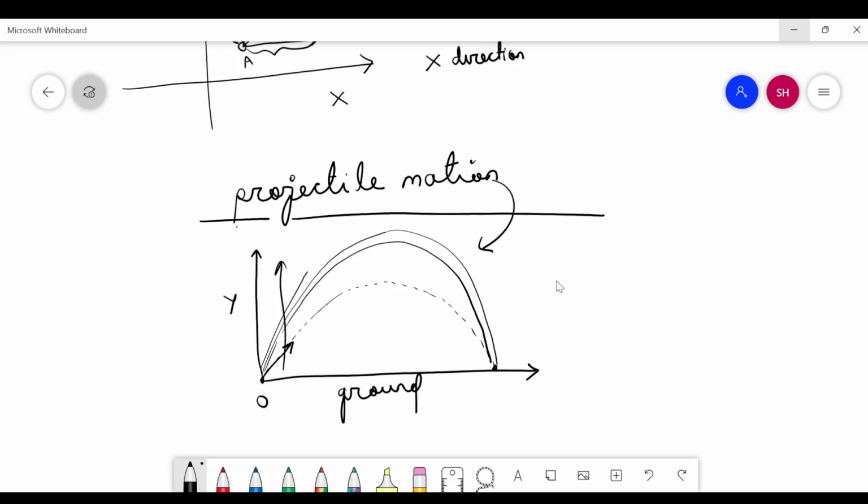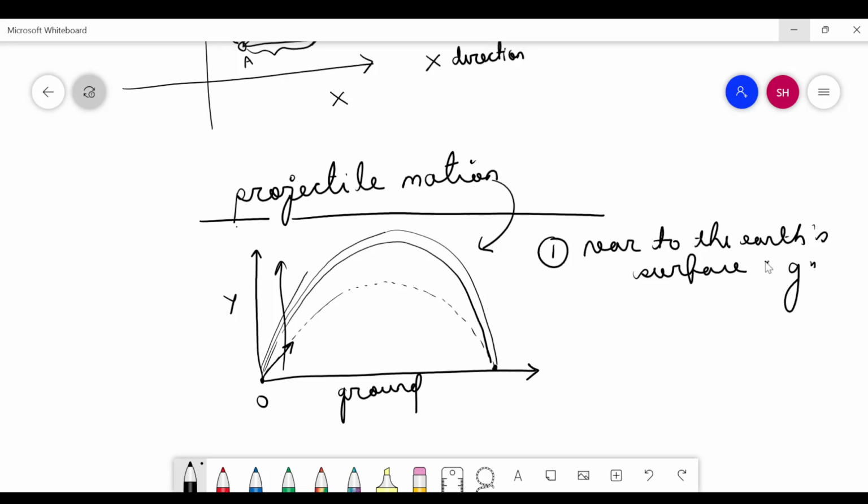But here we are going to make two assumptions. One, the movement is taking place near the earth surface, so that the rules of gravity can be applied here, and the gravitational acceleration can be taken as the constant g. And number two, like any other assumption, air resistance would be neglected.